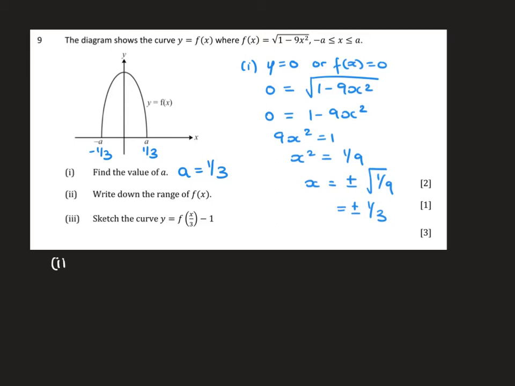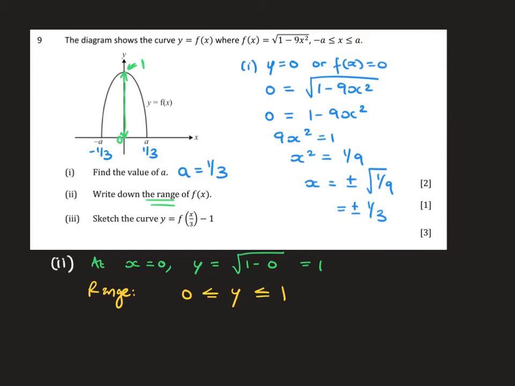Now, part 2, the range of f of x. To get the range, look at the y-axis, look at the possible y values. They range from a y value of 0 to a y value up over here. Now, to work out this y value, substitute in x equals 0, and you will find y is equal to the root of 1 minus 0, or 1, so that's a y value of 1. Now, that means that the range of the function is that y runs between 0 and 1 inclusive.